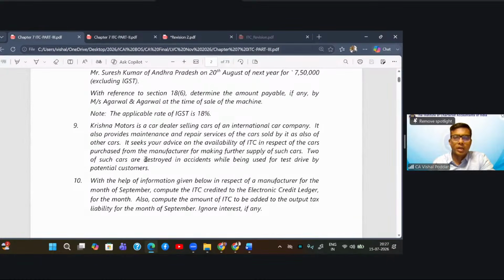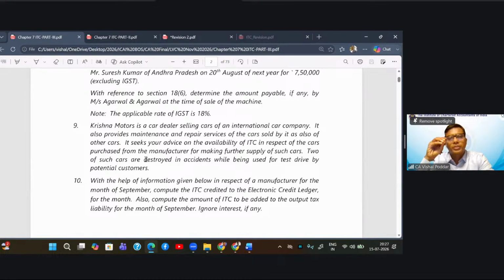Krishna Motors is a car dealer selling cars of an international company. It provides maintenance and repair services of the cars sold by it, as also of other cars. It seeks your advice on availability of ITC in respect of cars purchased from the manufacturer for making supply of such cars. Two of such cars are destroyed in an accident while being used for test drive by potential customers. So again, students, first check section 16. Section 16 says you are a registered person. Yes. Your inward supplies are to be used in the course or furtherance of business. Yes. No problem till this point.